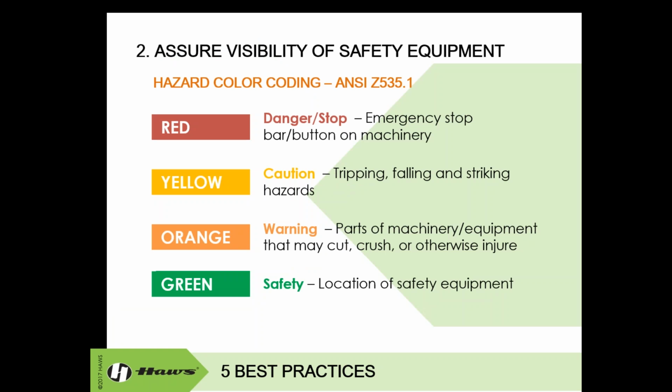Let's get into a little bit of the color coding. ANSI Z358.1, which is a different section of the standard, is the hazard color coding. We know it's typically a part of the standard safety training, and we see that people are aware that red equals danger or stop, yellow equals caution, orange equals warning, and green is identified as safety equipment and location of the safety equipment.